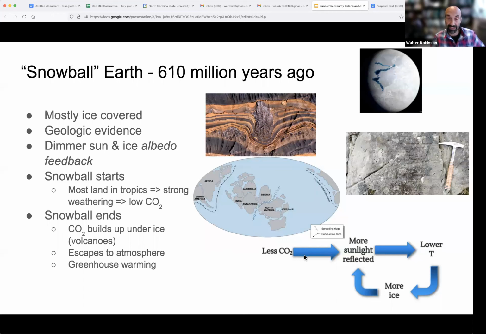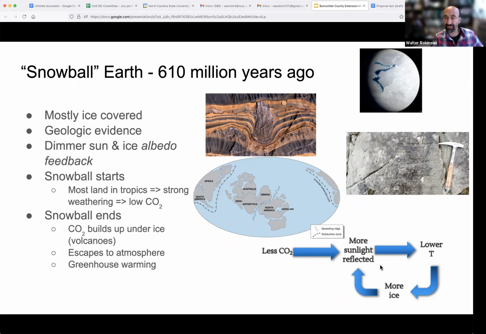You start with less carbon dioxide and a weaker sun. More sunlight is reflected to space. That makes the Earth cooler still, lowers the temperature. If it's colder, you have more ice cover, and then you have more sunlight reflected. So you have a feedback loop.